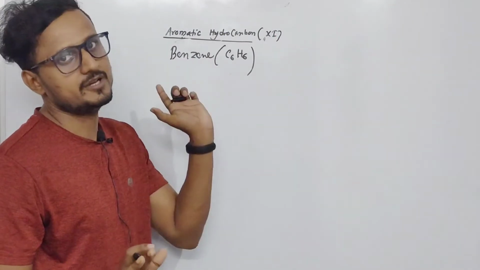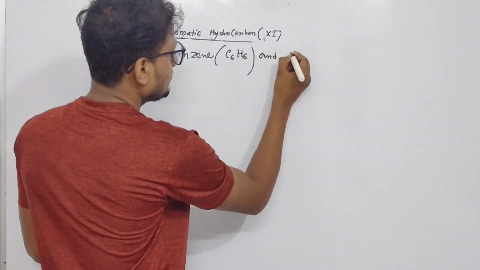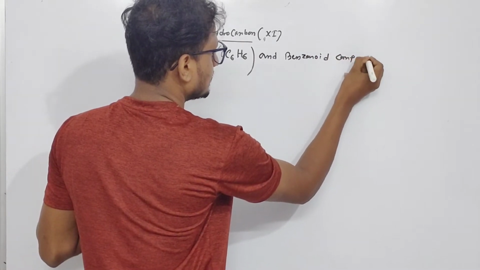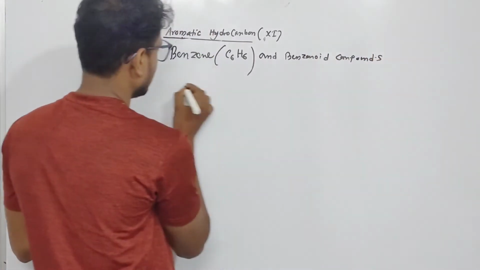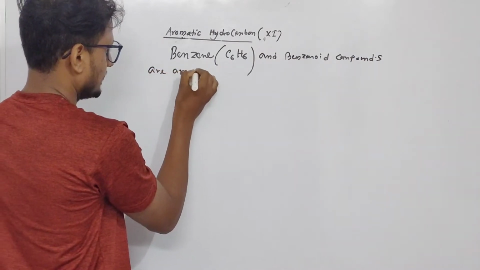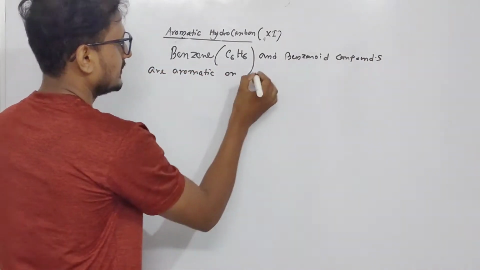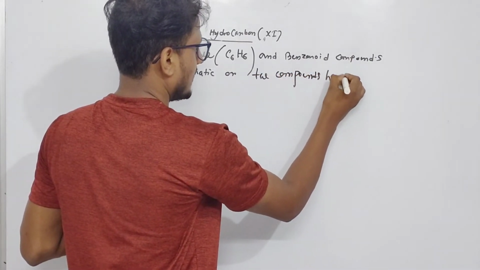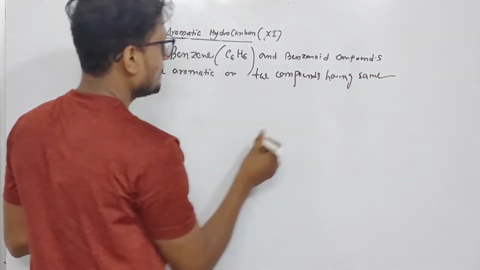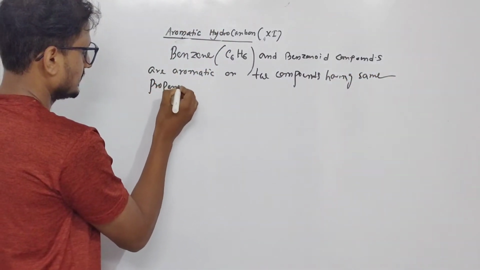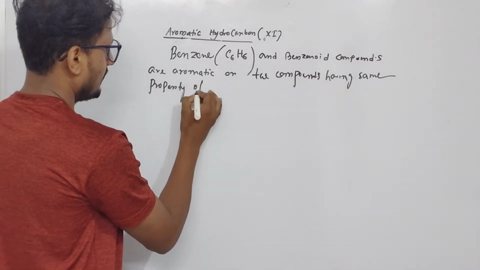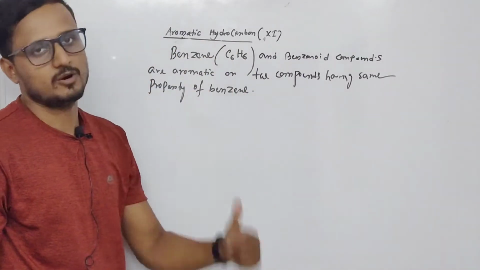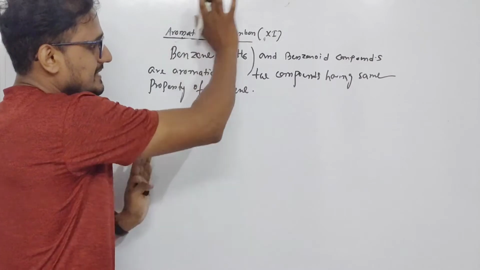Other benzenoid compounds, or the compounds having the same property as benzene, are called aromatic compounds. Okay, benzene and benzenoid compounds are aromatic, or the compounds having the same or similar property of benzene, you can say, are called aromatic compounds. Okay, so this is benzene.